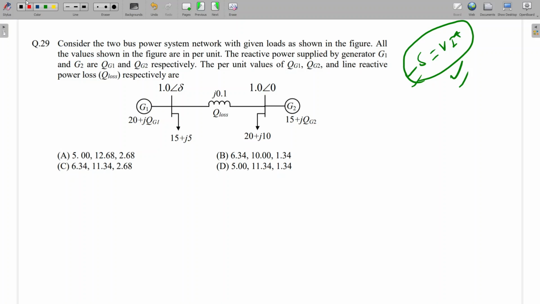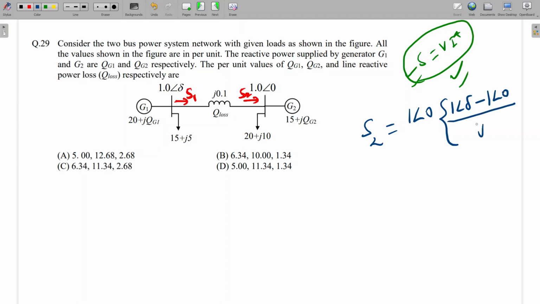In this case also, I am going to calculate one S here, the apparent power, and one S at the other end. So this is S1, sending end, and S2, receiving end. So S2 I am going to calculate. S2 will be V2 into I conjugate. So the voltage here is 1 angle 0, into 1 angle delta minus 1 angle 0, divided by J 0.1, conjugate.